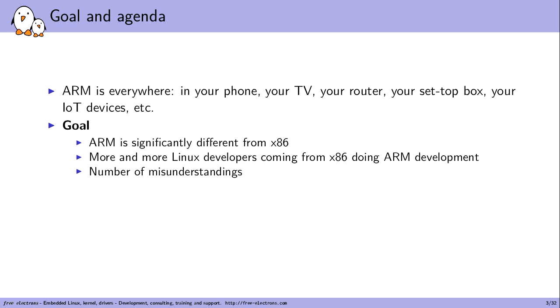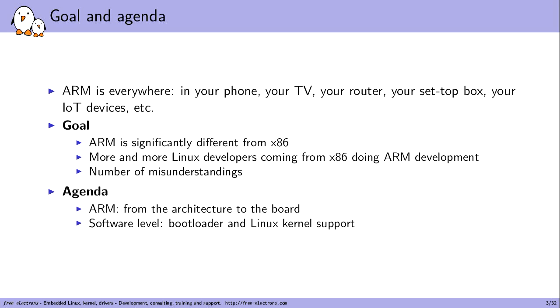What gave me the idea of this talk is that a lot of people come from an x86 background and don't necessarily understand the differences with ARM in terms of how the architecture is organized, what it means in terms of Linux support, in terms of software support around it. There are a number of differences, and if you try to think x86 when doing ARM work, you might misunderstand a number of things. So I will try to clarify these as much as I can, of course. I'll talk first about the hardware aspects, what ARM is from the architecture's perspective all the way to a given hardware platform, and then talk a little bit about the software level.